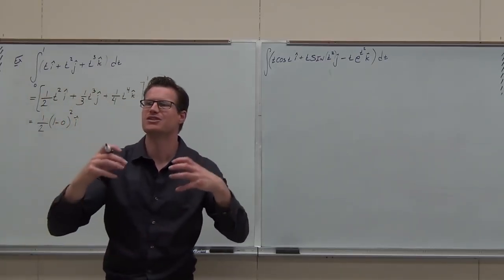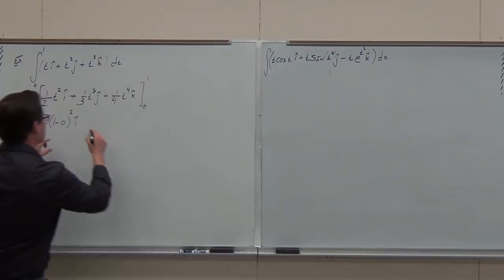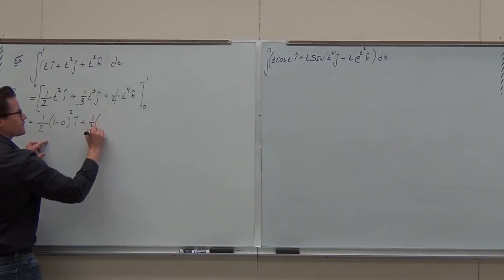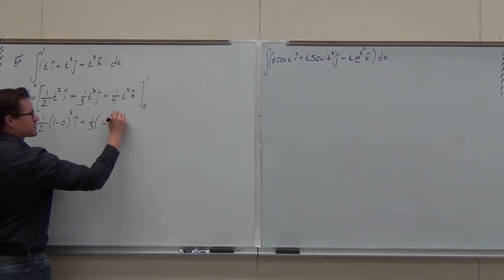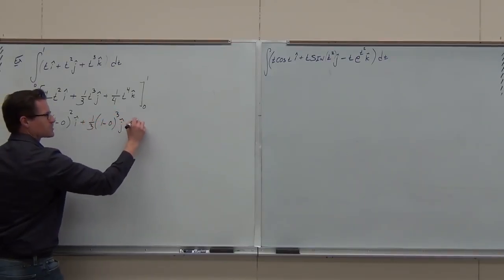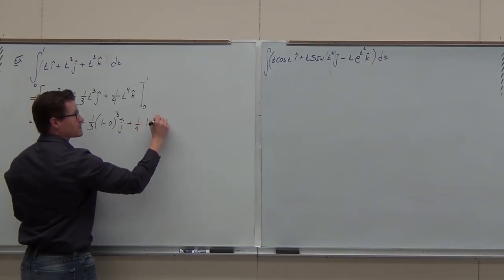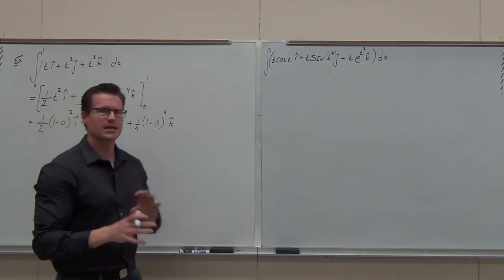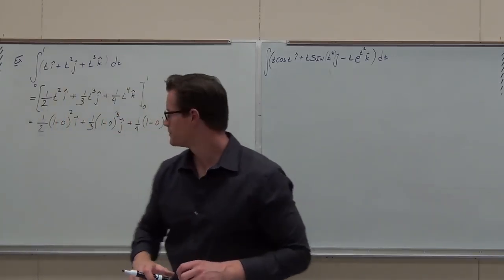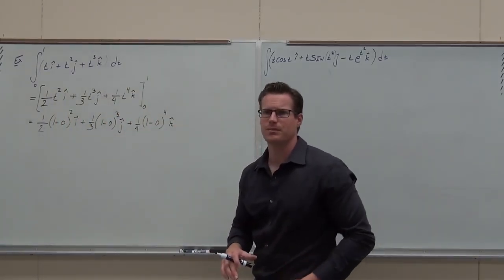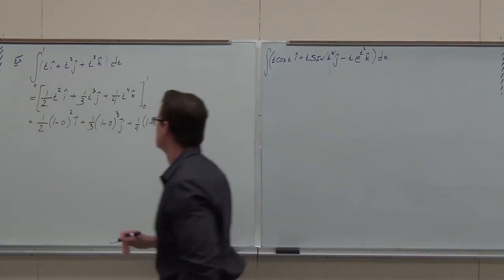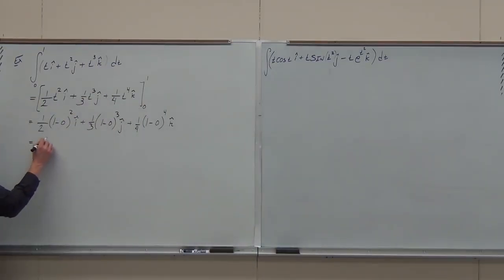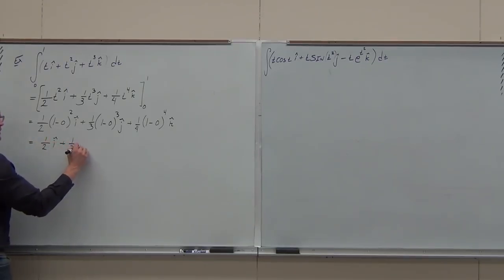So you don't have to recollect your i's, your j's, and your k's. Plus 1/3, 1 minus 0 to the third, j. Plus 1/4, 1 minus 0 to the fourth, k. Now, of course, I gave you really nice numbers, but any two numbers like that are going to work just fine. And now if you're okay with that one. Okay. What's that give us? 1/2 i. And that's the point I want you to see, is that this thing is still a vector.